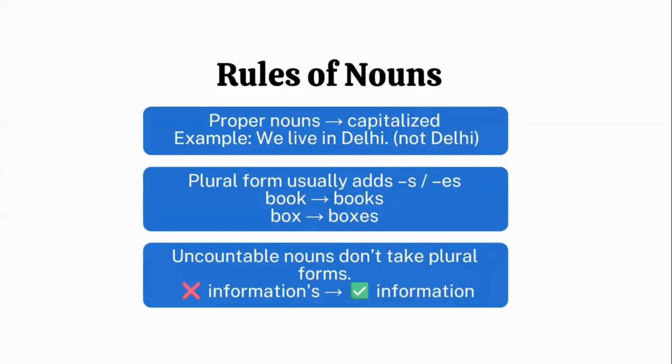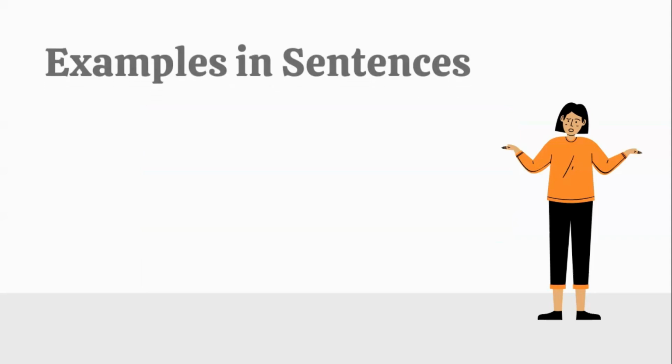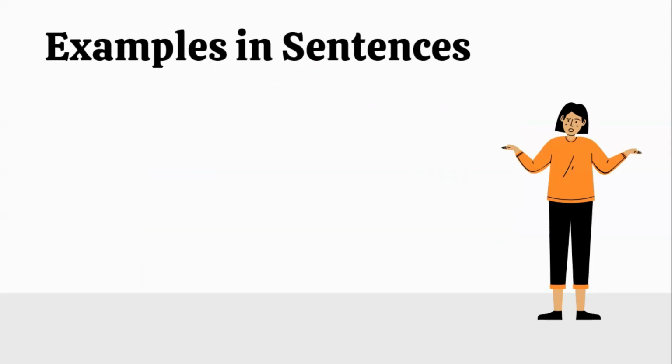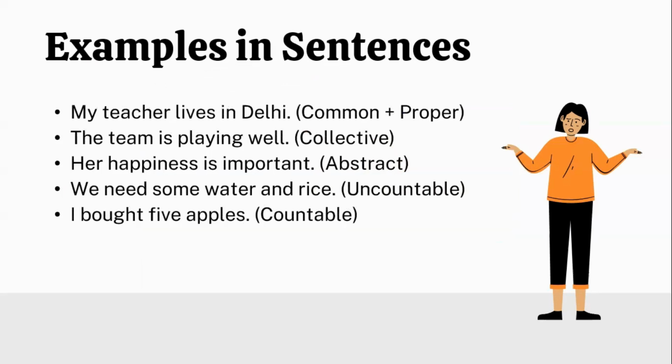So, now we are moving to another slide. Examples in sentences. Okay, let's see. The first example is: my teacher lives in Delhi. So, here common noun plus proper noun. Okay. The proper noun here is not teacher, it's Delhi. Okay.